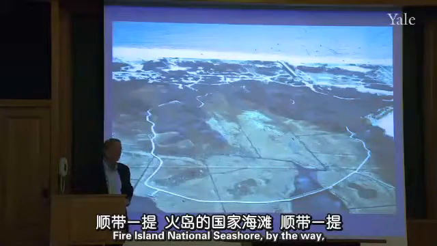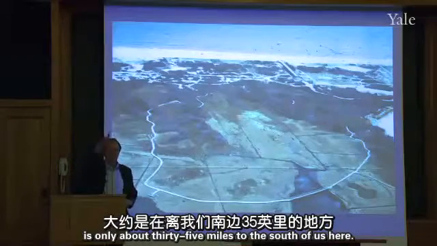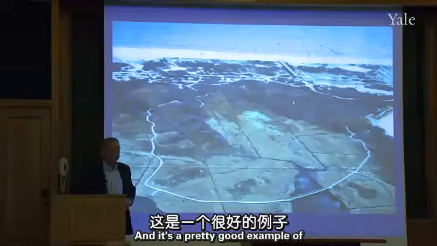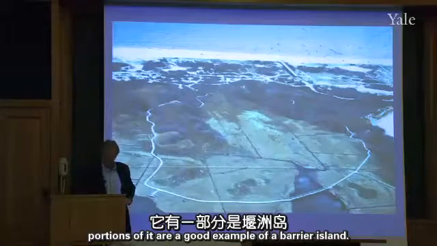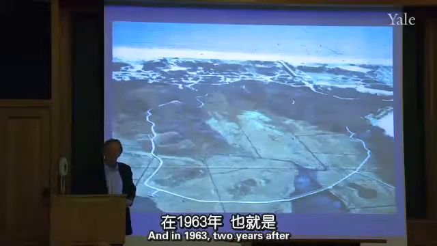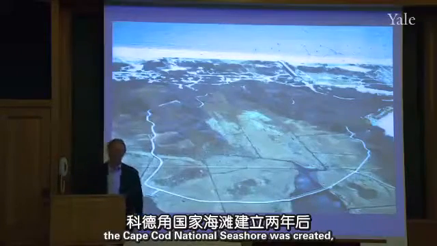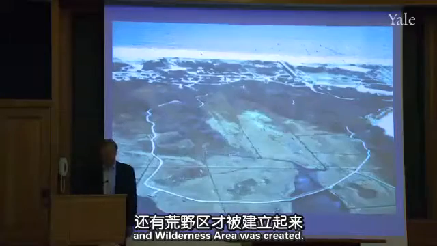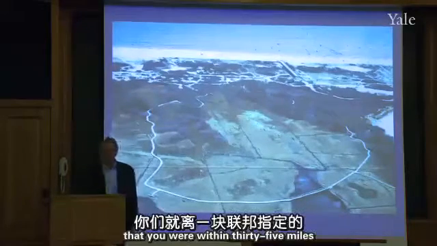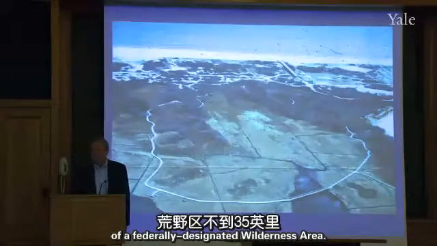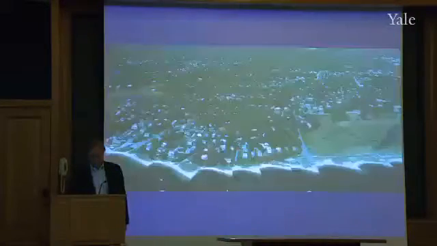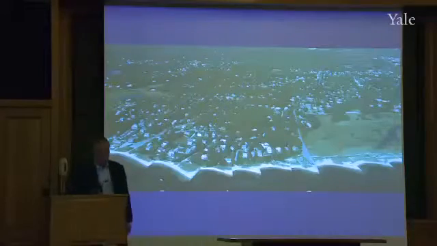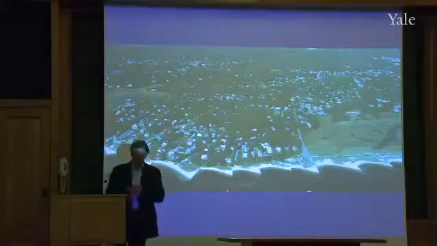Fire Island National Seashore, by the way, is only about 35 miles to the south of us here, and portions of it are a pretty good example of a barrier island. And in 1963, 2 years after the Cape Cod National Seashore was created, the Fire Island National Seashore and Wilderness Area was created. So I bet you didn't know that you were within 35 miles of a federally designated wilderness area.